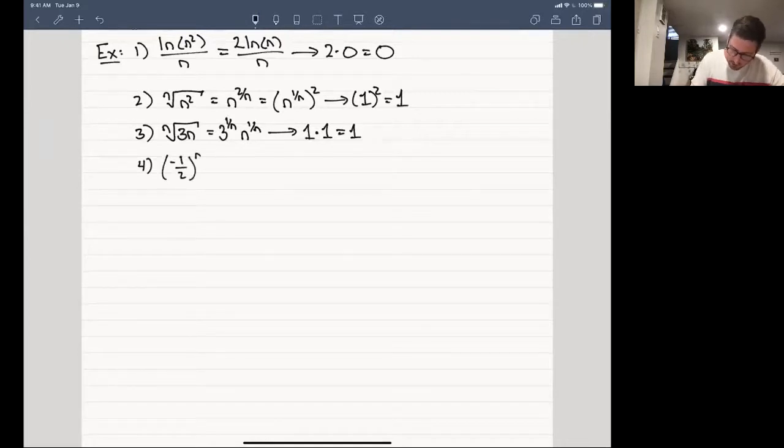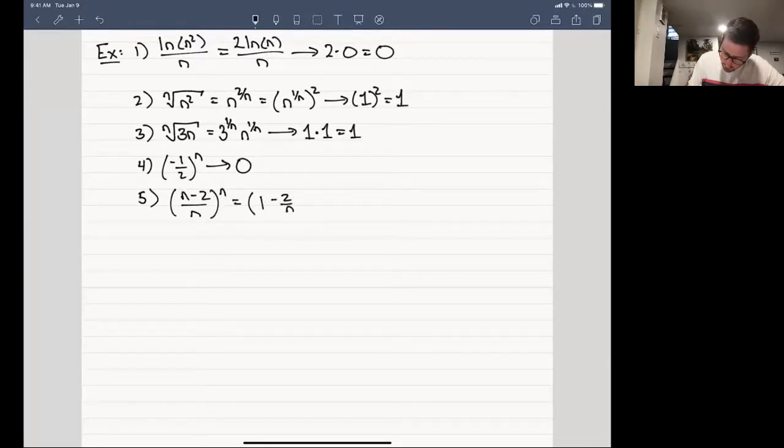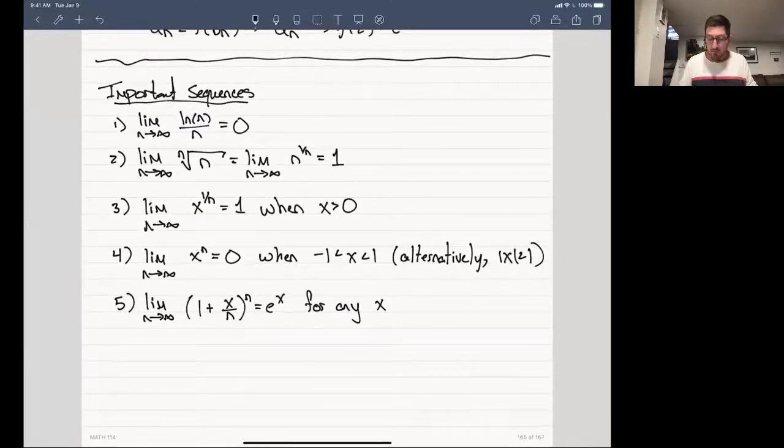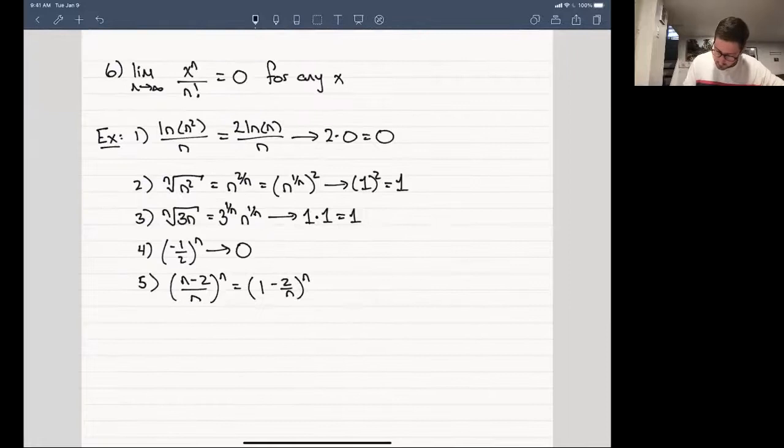Let's do minus 1/2 to the power of n. Well, in this case, we're using formula 4 with x equal to minus 1/2. And so we know this thing goes to 0. Okay, let's take a look at another one here. 1 minus 2 over n, to the power of n. In this case, you can distribute out that denominator. You get 1 minus 2 over n to the n. And now this is formula number 5. Let's take a look at it. Formula 5 with x equal to minus 2. And so you can see that this thing converges to e to the minus 2 using that formula.